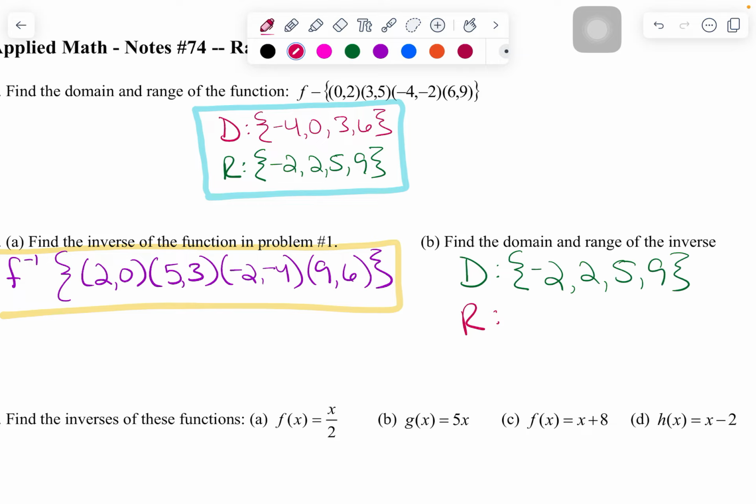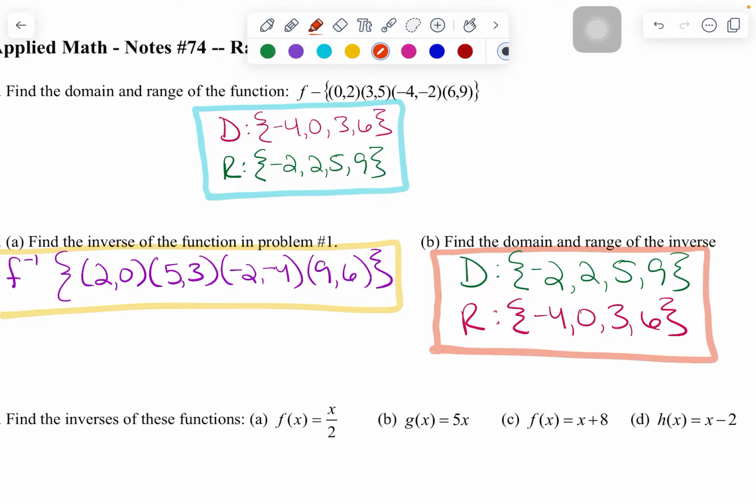Close that one off. And then for the range, I'm going to look at those ordered pairs and grab the Y values. So 0, 3, -4, and 6. And of course, I'm going to write those in numeric order. So -4, 0, 3, and 6. And that's your domain and your range for the inverse.